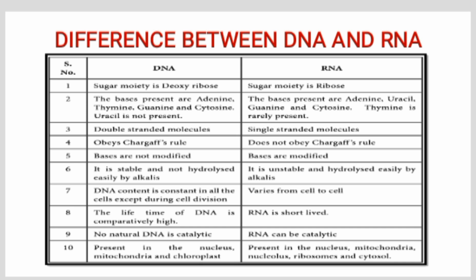DNA content is constant in all the cells except during cell division. RNA content varies from cell to cell. The lifetime of DNA is comparatively high. RNA is very short-lived. No natural DNA is catalytic. RNA can be catalytic. DNA is present in the nucleus, mitochondria and chloroplast. RNA is present in the mitochondria, nucleus, nucleolus, and ribosome.